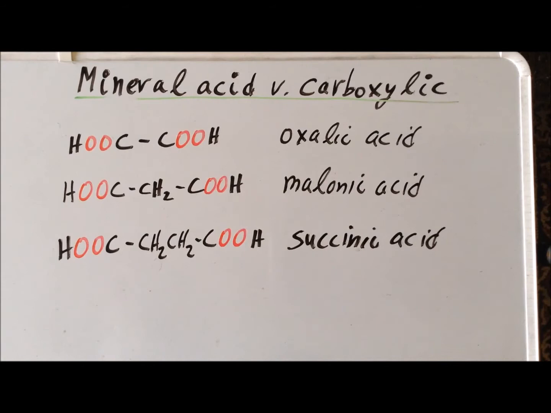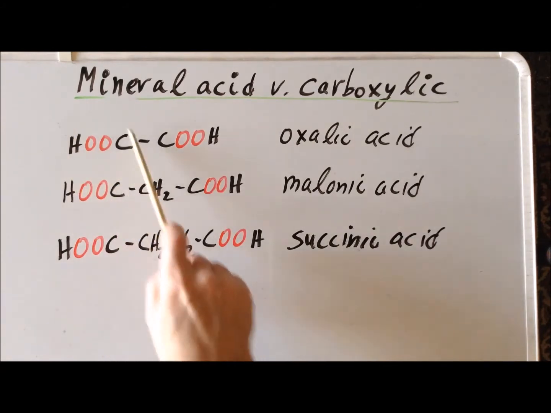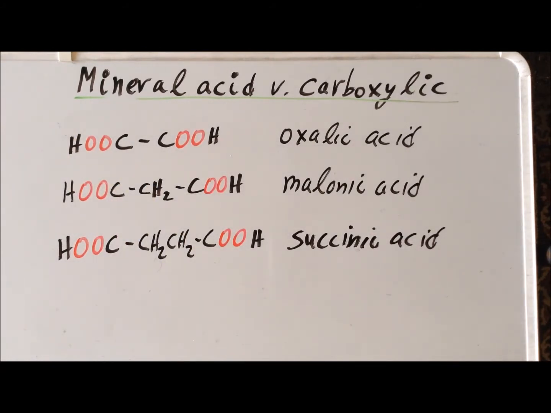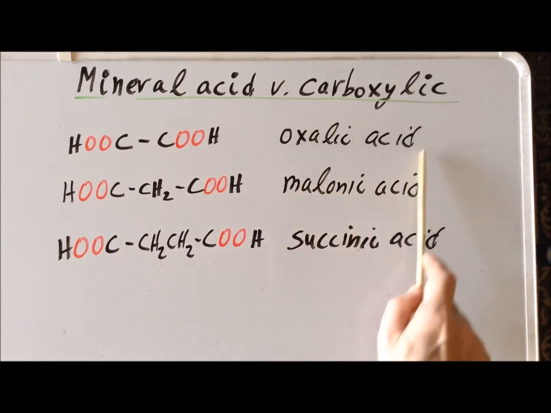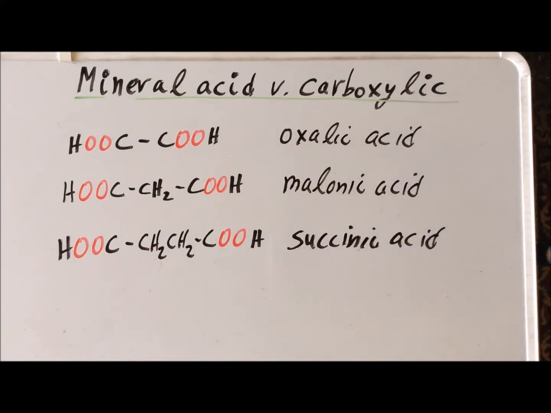One of the possible R groups that we can incorporate into a carboxylic acid is another carboxylic acid group, so that we can actually end up with a compound that has a carboxylic acid at each end. We call these dicarboxylic acids. The simplest dicarboxylic acid is called oxalic acid.